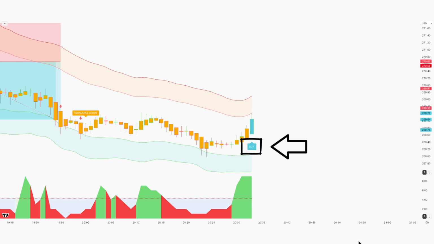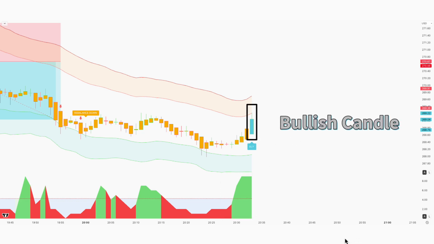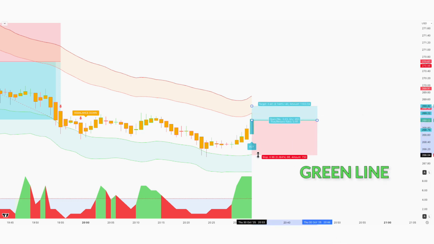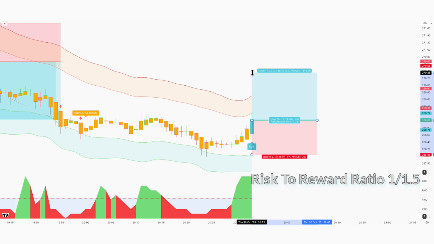Here, the Q trend arrow of this indicator is a buy signal. Here, the Horcrux oscillator is a green area. Here, the market has made a bullish candle to give confirmation. So all our conditions are being fulfilled, so we are placing an order to buy. Our stop loss is to be placed at the green line, and the risk to reward ratio will be 1:1.5.